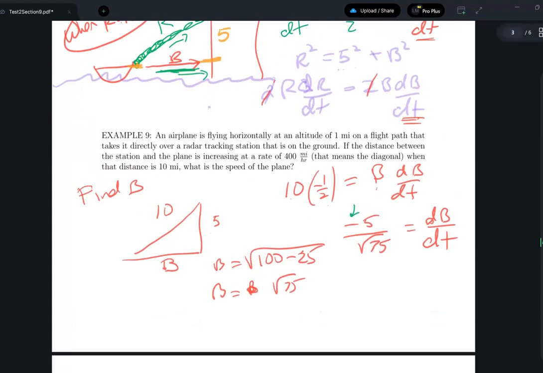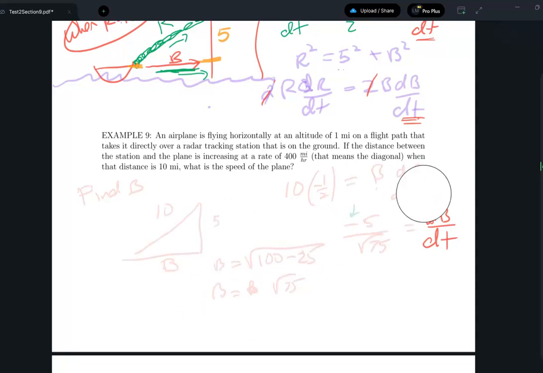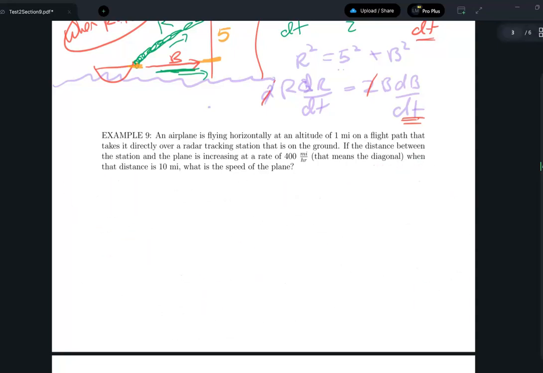All right, I need to erase to make room. Here we have an airplane flying completely horizontally, the perfect world in Mathland, at 1 mile. So here's my plane, and it's 1 mile above ground, and there's the plane moving that way. And this is ground.